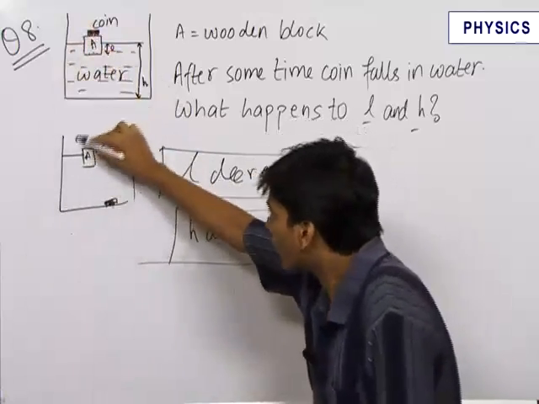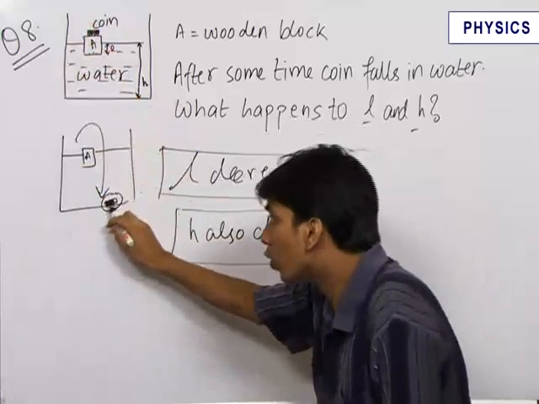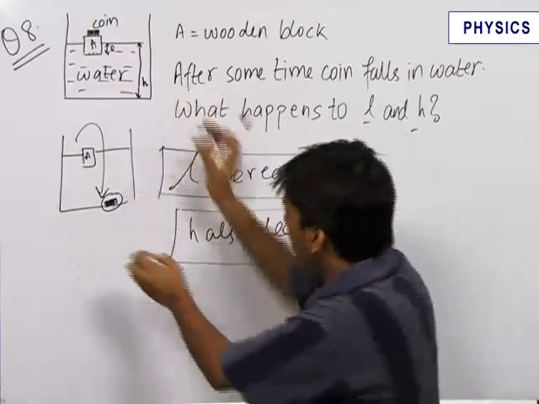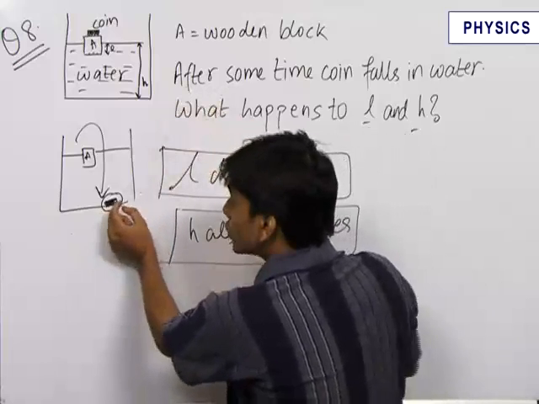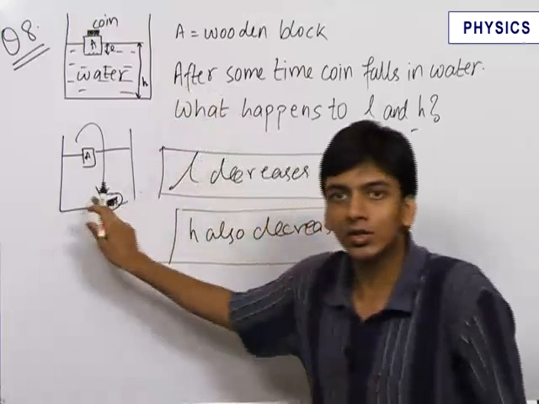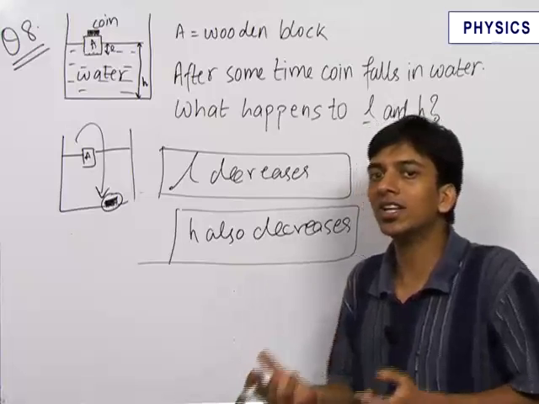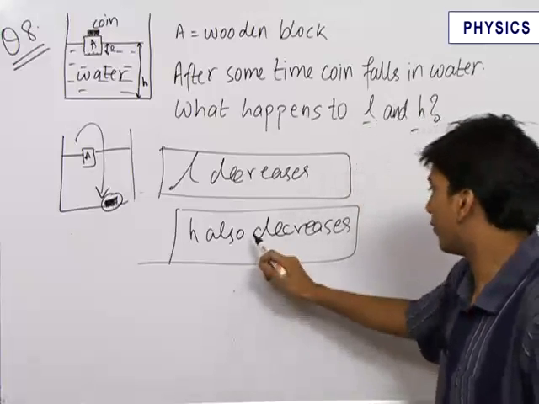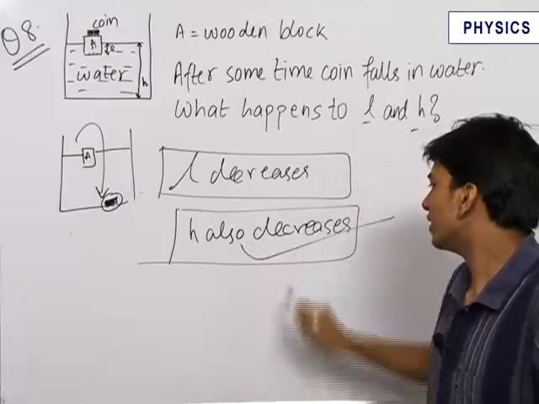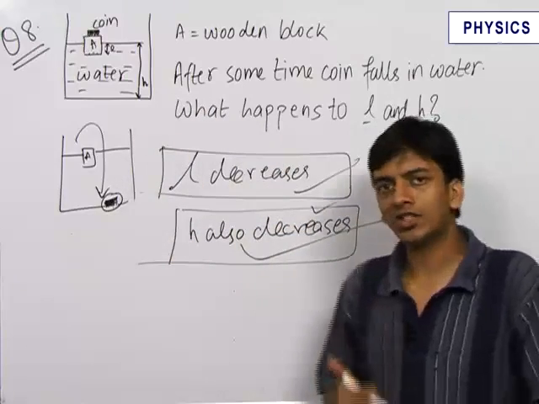Now when the coin has fallen in the water, it is displacing a volume of water equal to its own volume. A volume of water whose weight is equal to the coin's weight will obviously be greater than this volume. Therefore initially it was displacing a greater volume of water. The final displacement of water is less. Therefore the value of H decreases. So the final answer is L also decreases and H also decreases.